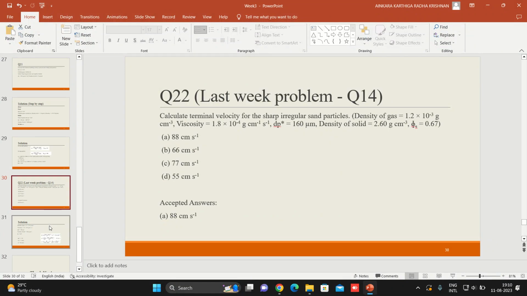Okay. So there was a question last week. I used one approach, and it gave an approximate value as the answer. So I found this approach to be giving a better answer. Therefore I am sharing this with you.